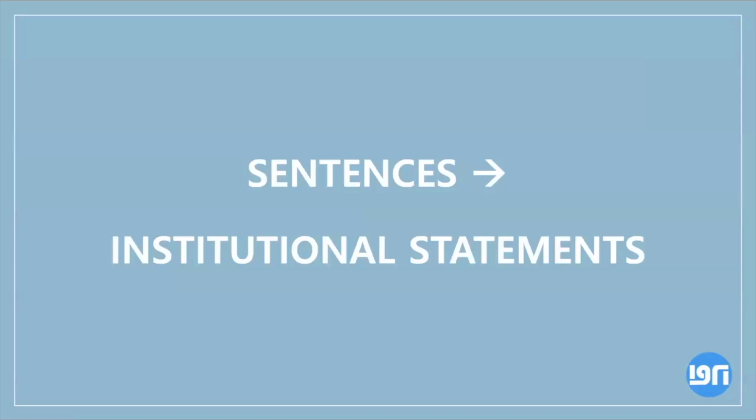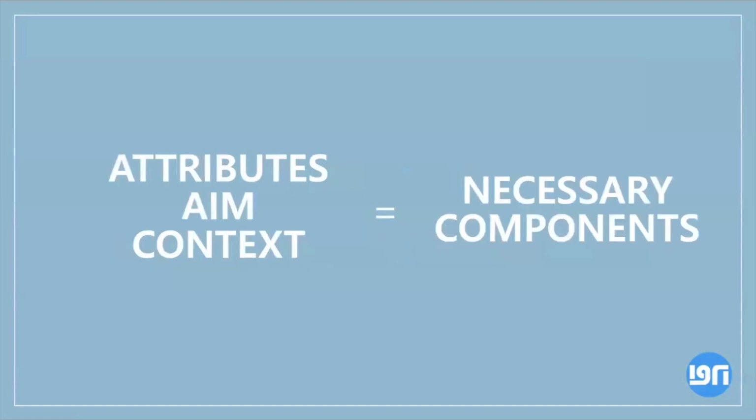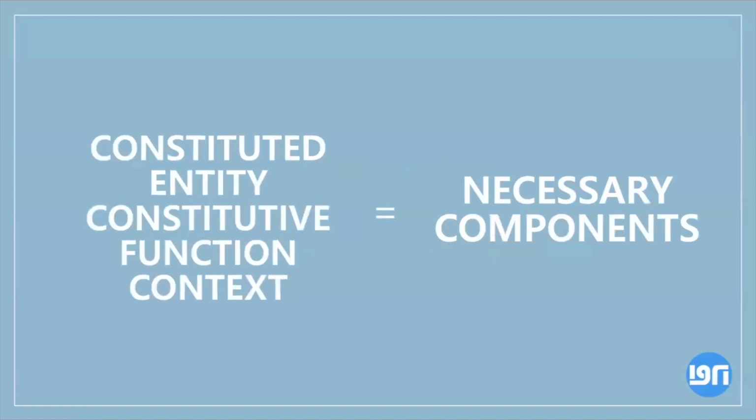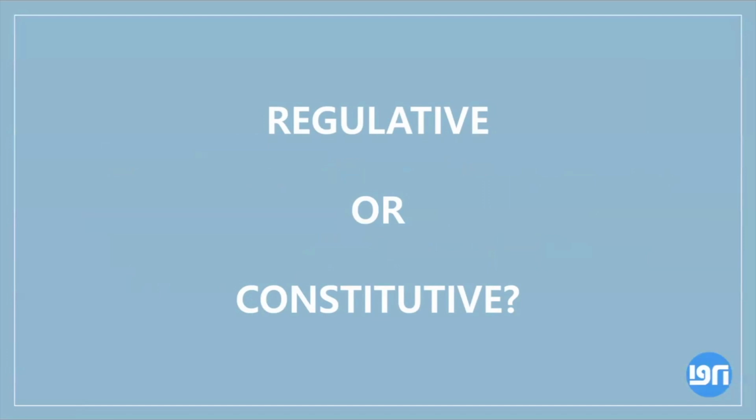Regardless of whether your institutional statements are pre-processed or organic, you should confirm that they have the necessary components corresponding to the two main institutional statement types. All regulative statements should have an attributes, aim, and context, while all constitutive statements should have a constituted entity, constitutive function, and context. During this verification, it may be useful to categorize your institutional statements as regulative or constitutive, or if applicable, as hybrid or polymorphic. This can sometimes prove harder than it sounds.